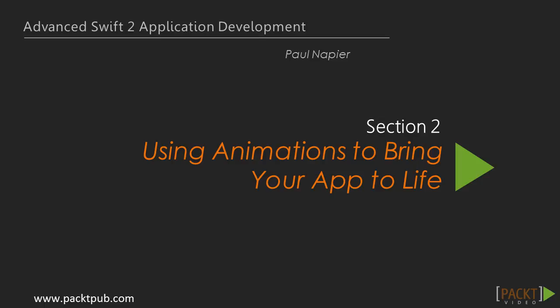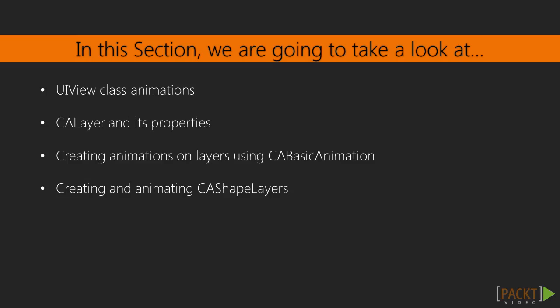Welcome to section 2 of using animations to bring your app to life. In this section, we're going to start looking at how to use animations. Firstly, we're going to work with UIView class animations. Then, we're going to have a look at CALayer and exactly what it is and some of its properties. After that, we're going to begin creating animations on layers using CABasicAnimation. And then we're going to begin creating and animating CAShapeLayers.